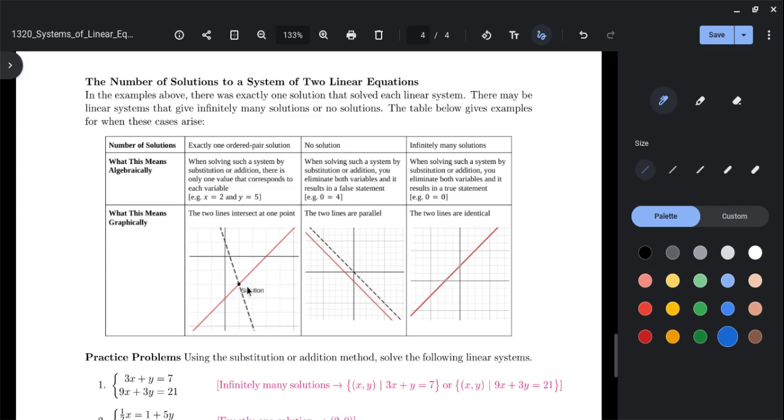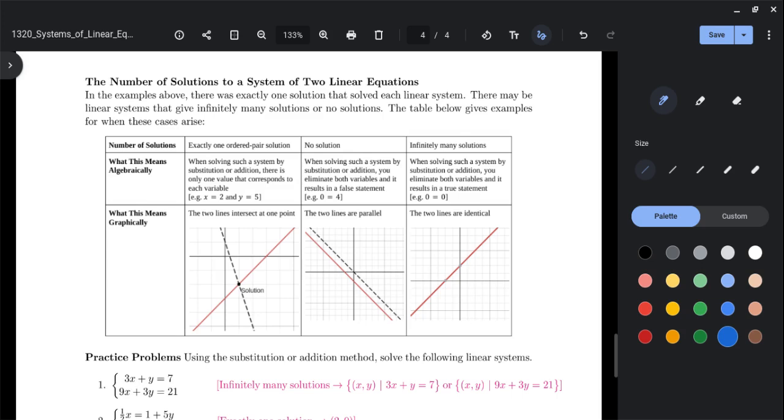It's an intersection problem. When we get no solution, if we are going through the process of solving our system using either substitution or addition, and we eliminate all variables, and it results in a false statement. So if, for instance, we end up canceling out our x's and our y's, and we get something like 0 equals 4, which is wrong, that means that we have no solution. And graphically, that means that our two linear equations are parallel lines, so they never intersect. Therefore, they don't have a solution.